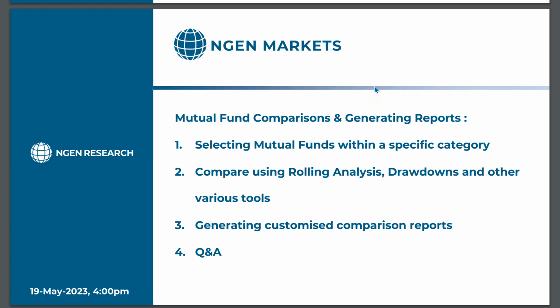You can easily add in categories in our compare section and then do further analysis with various tools like rolling analysis, drawdowns analysis, and other tools like point to point and even the monthly SIP analysis. Furthermore, we will be generating a customized comparison report to show you how you can generate a co-branded report, and you can use this report for client conversions as well. So that's how this works out for today's session.